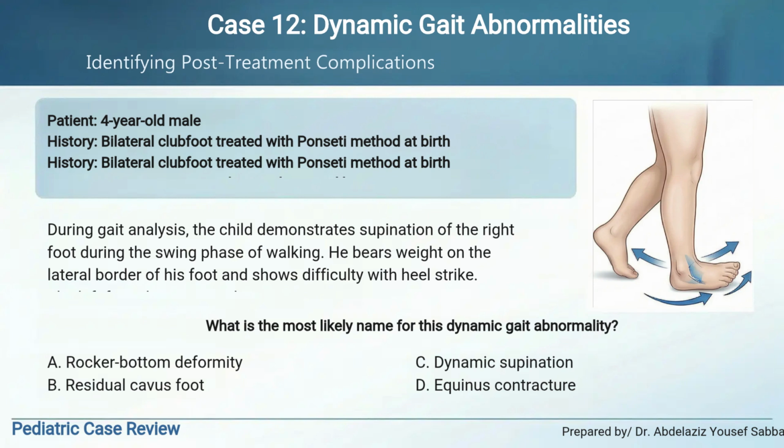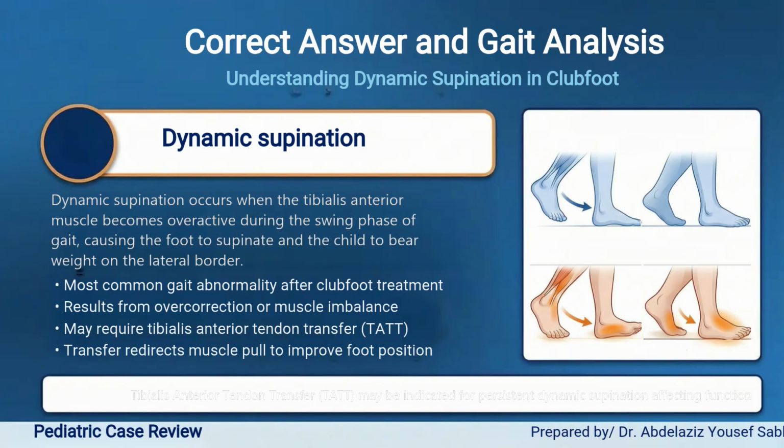Option A, rocker bottom deformity. Option B, residual cavus foot. Option C, dynamic supination. Option D, equinus contracture. The correct answer is option C, dynamic supination.